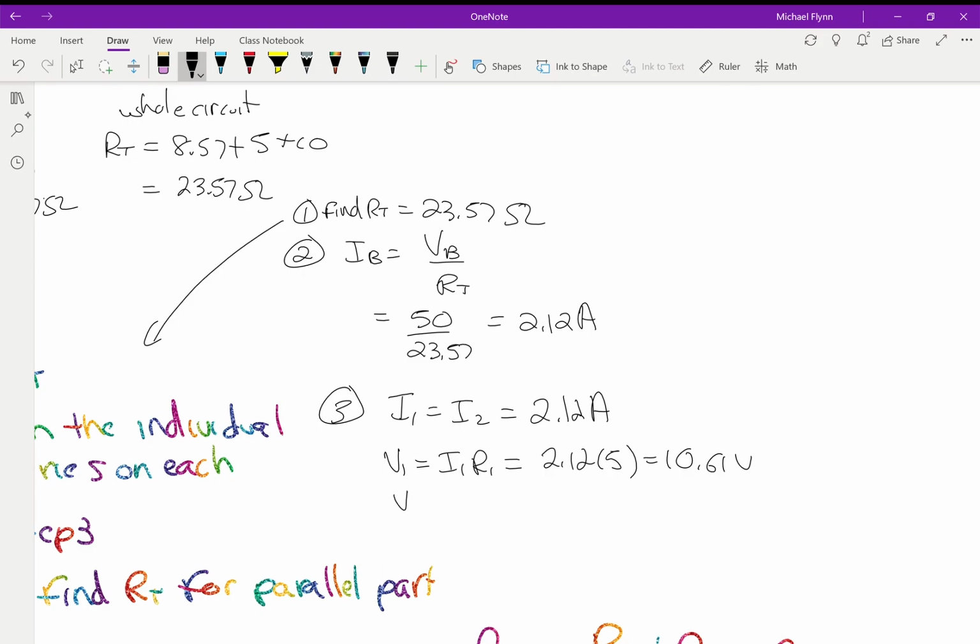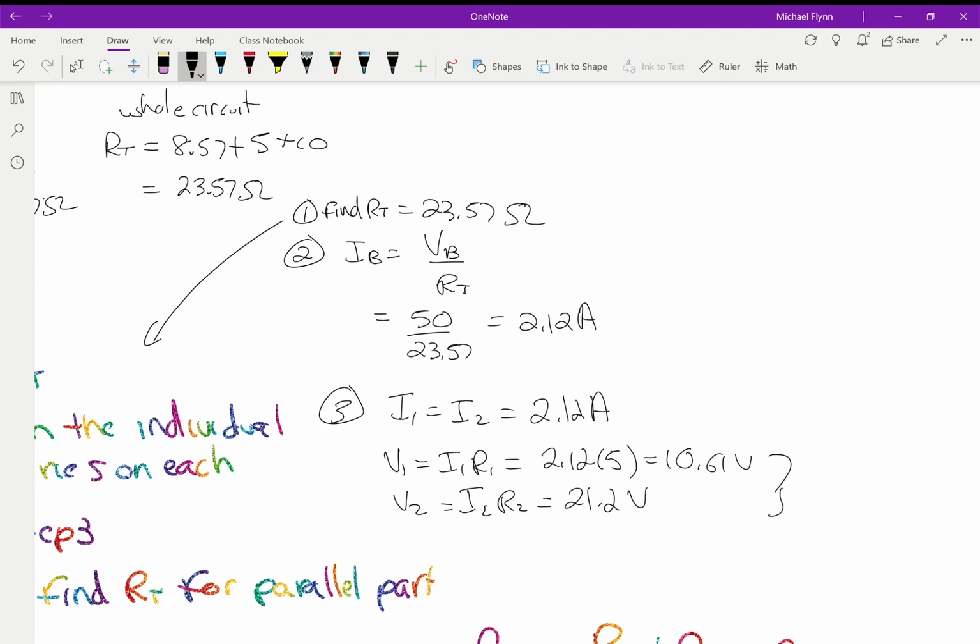Now V2 will equal I2 times R2. So that's equal to 2.12 times 10, should be 21.2 of course. So that equals 21.2 volts. Now, what I want to do is I'm going to total these two things.